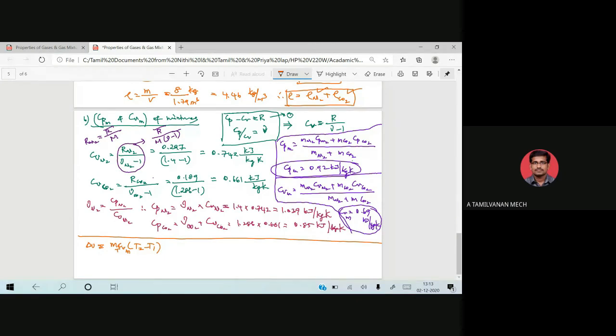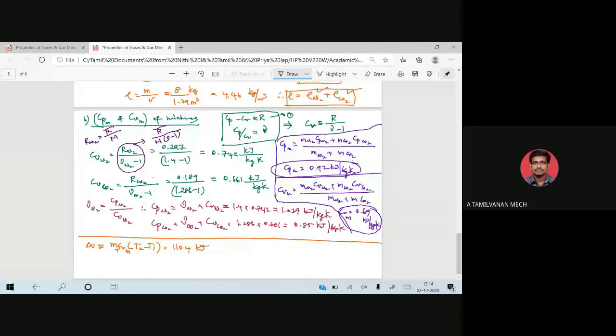Listen clearly. Delta U is equal to m Cv delta T. Here m is the total mass, and Cv is the Cv of the mixture, which includes both N2 and CO2. Then substitute the values for mass, Cv of the mixture and temperature difference. Finally, you get 110.4 kilojoule. That is the value of delta U.